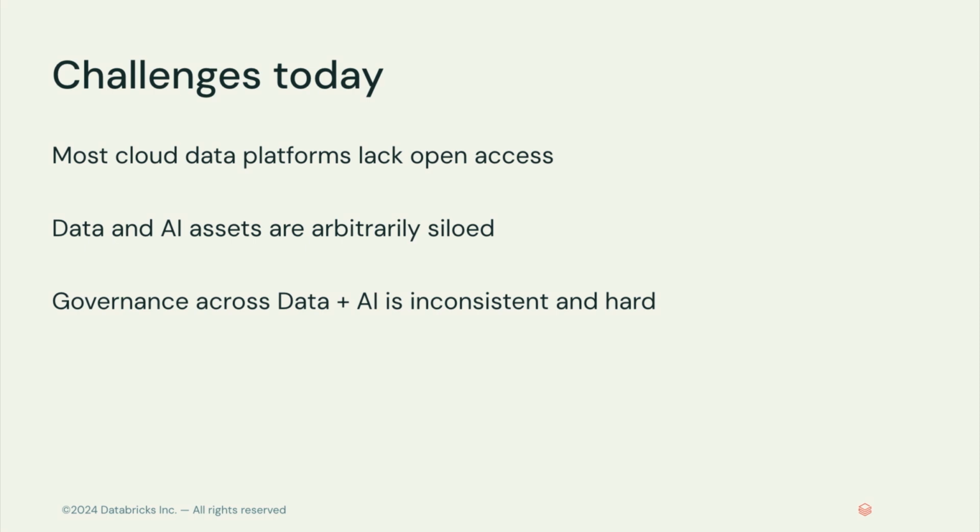and this means that workloads that need to access both data and AI assets find it hard to do so. And finally, governance is super important for organizations. For any enterprise, they need to make sure that they have the right access control policies, they have the right auditing, etc. And doing that across data and AI today is inconsistent and hard.